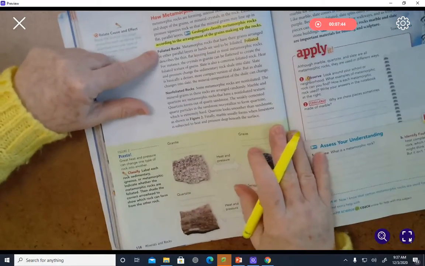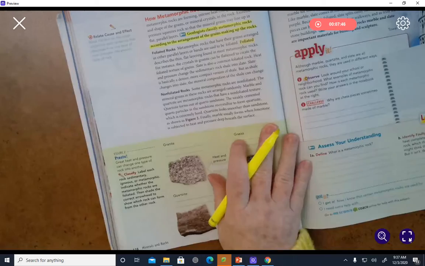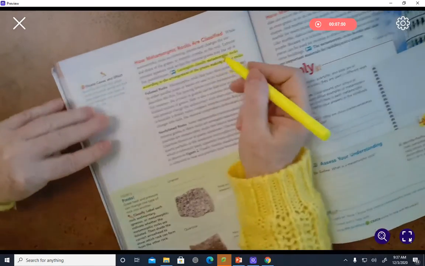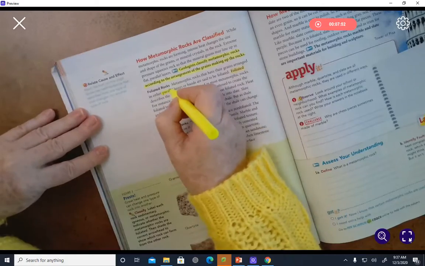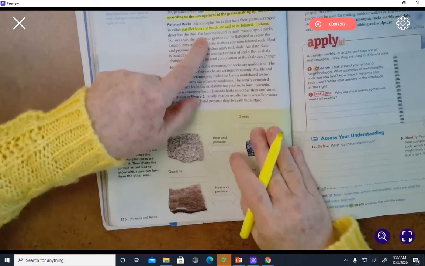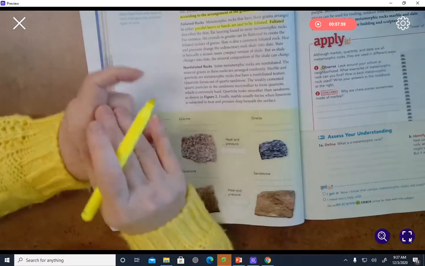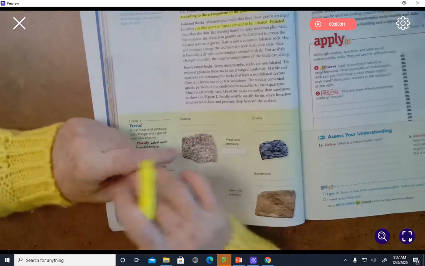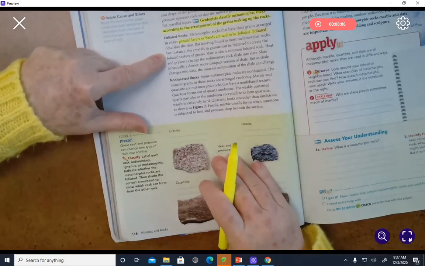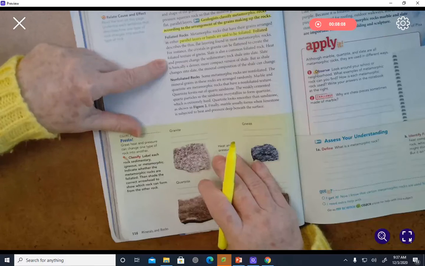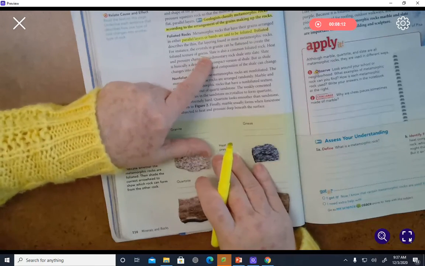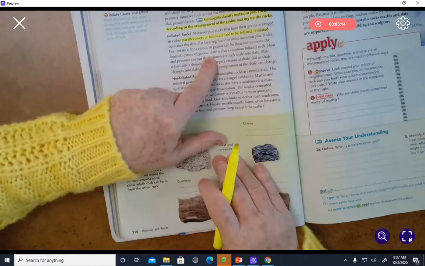So we have foliated metamorphic rocks that have their grains arranged in parallel layers or bands are said to be foliated. So foliated describes the thin, flat layering found in most of the metamorphic rocks. For instance, the crystals in granite can be flattened to create the foliated texture of, this is pronounced gneiss. Slate is also a common foliated rock.